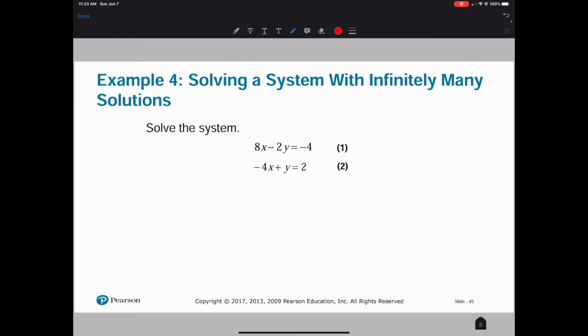So let's look at this. This is going to be a system with infinitely many solutions. So when we look at this, let's say if we want to get rid of y, you multiply by 2. So therefore, I'm going to have 8x minus 2y is equal to negative 4. Then when I multiply the 2, it's going to be negative 8x plus 2y is equal to 4. And when I do my math, this will give me 0 equal to 0, which is a true statement.